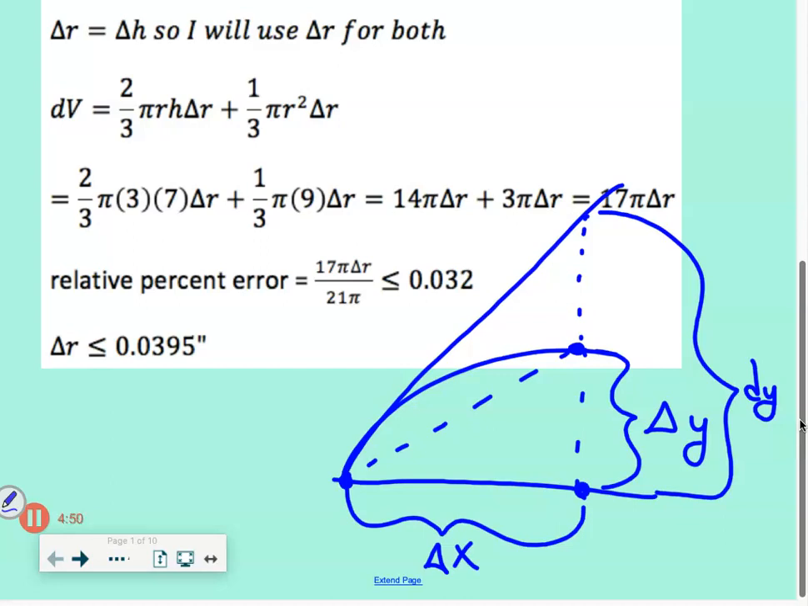Yes? Also, could dy also be an underestimation of delta y? Yes, it could. Kind of smaller. And how would it end up being an underestimation? If your function was concave up, right? Oh yeah, I remember that now. Right?